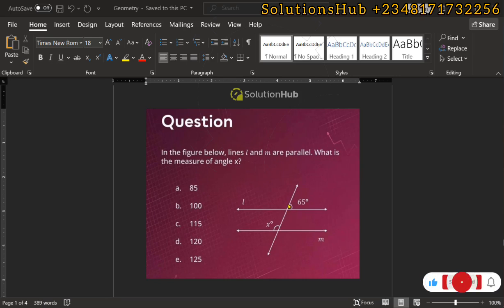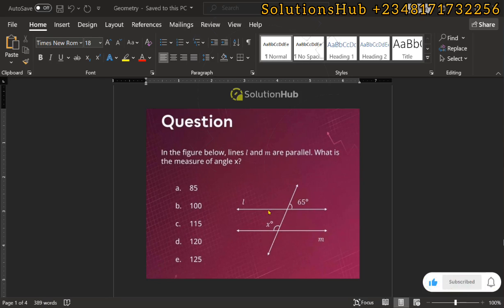So the first intersection gives us an angle of 65 degrees, and then the second intersection gives us the angle X degrees, right? Now the first intersection is on the line L, and then the second intersection is on the line M, right? So now by looking at this, we have different relationships that can help you define angles in geometry.